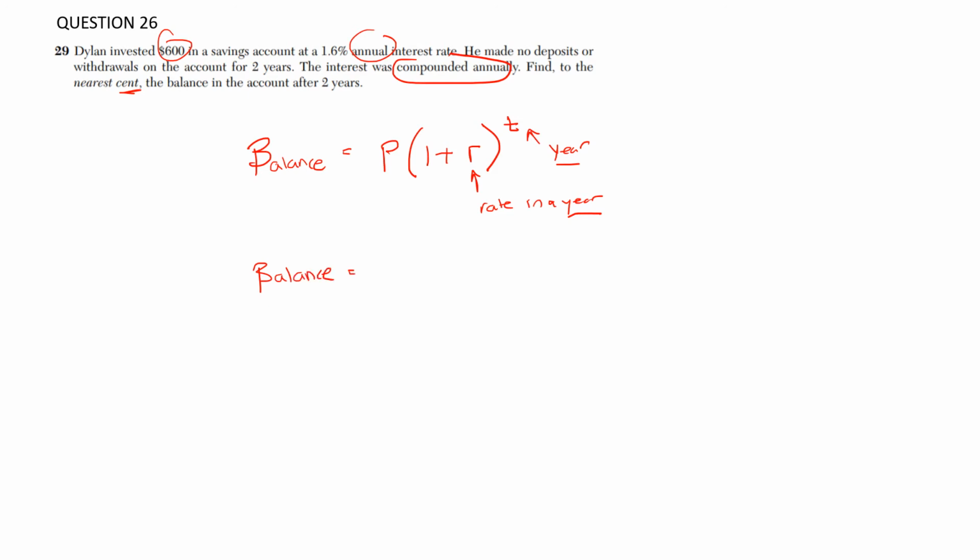So we say balance is equal to the 600 he initially deposited times 1 plus 1.6%, to the t power, which is 2 years in our case. And you just have to plug this into your calculator. And you should get $619.35.